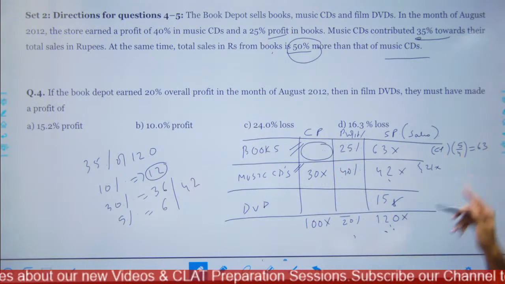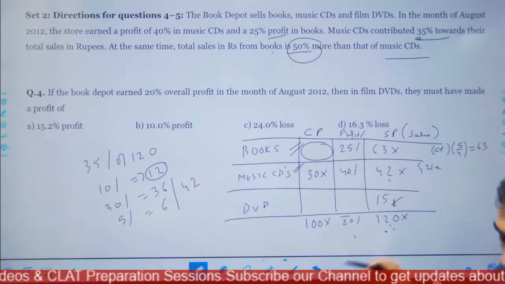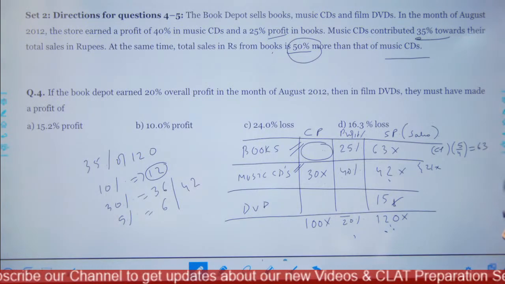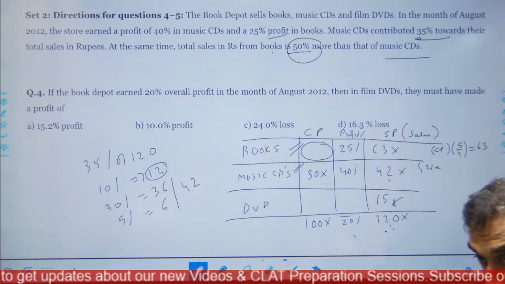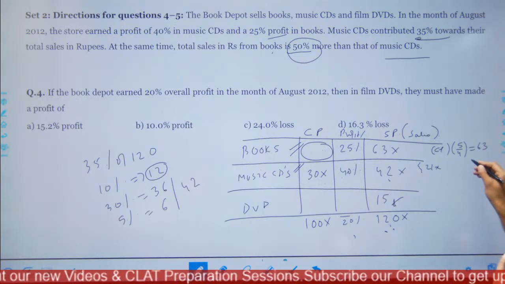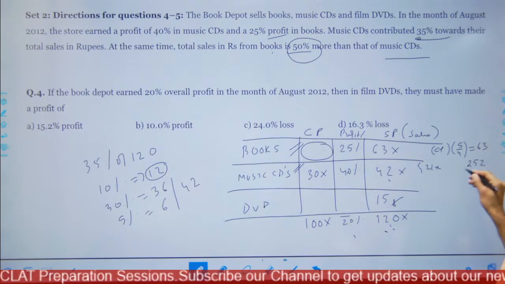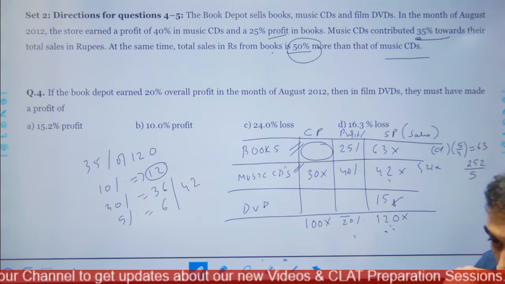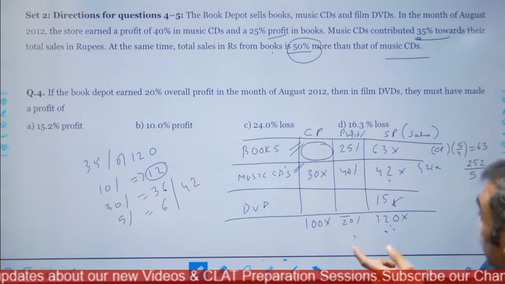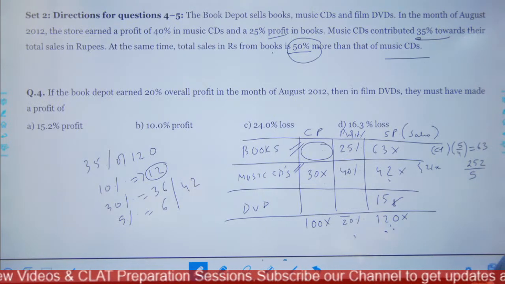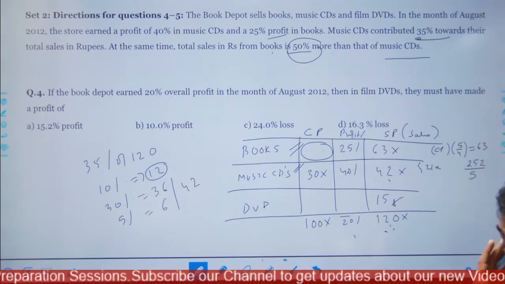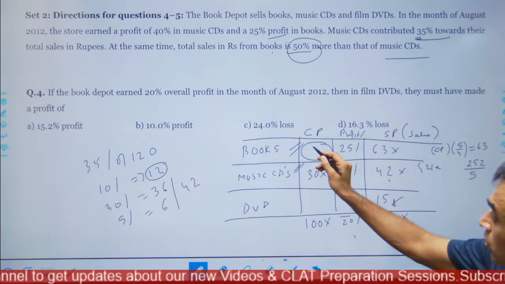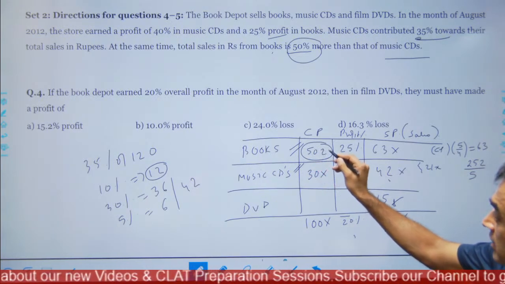CP into 5/4 is 63. Please calculate and tell me what the value will be. 252 divided by 5. Come on, guys. Tell me the value. 252 divided by 5 will be 50.2. So this will be 50.2x.